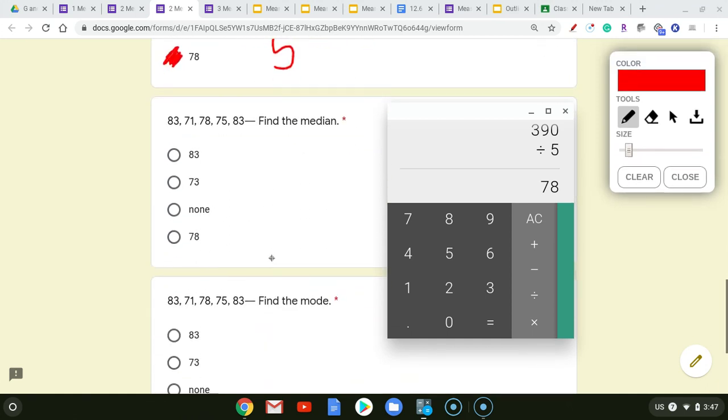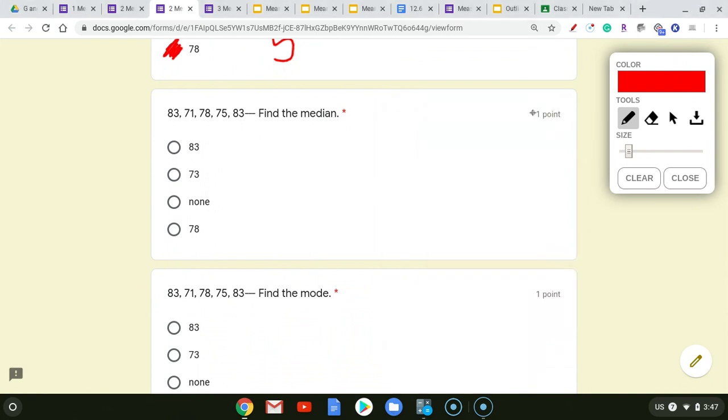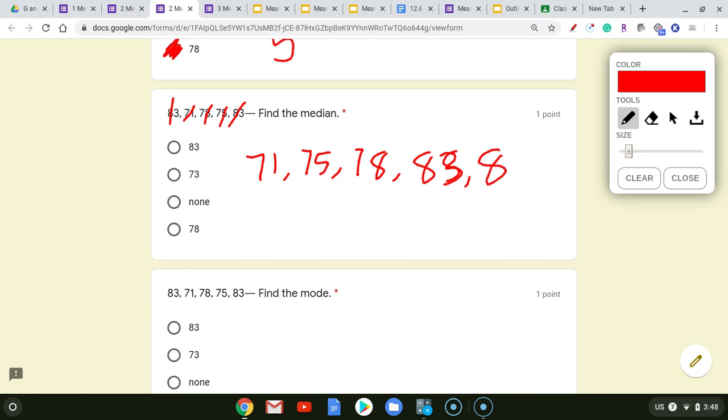And now let's find the median of these numbers, again, by putting them in order from least to greatest. Looks like 71 is my smallest, then 75, 78, and it looks like I have 2 83s. The middle, the median, looks like it will be 78 as well. Isn't that cool how the mean and the median were the same?